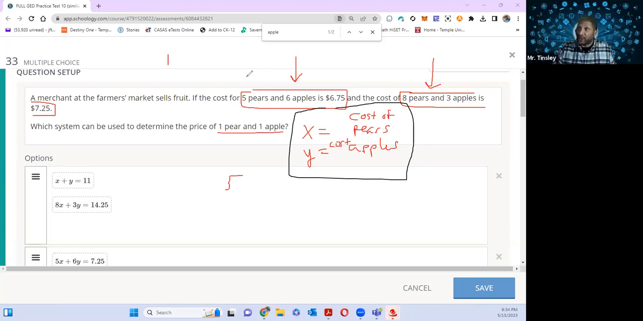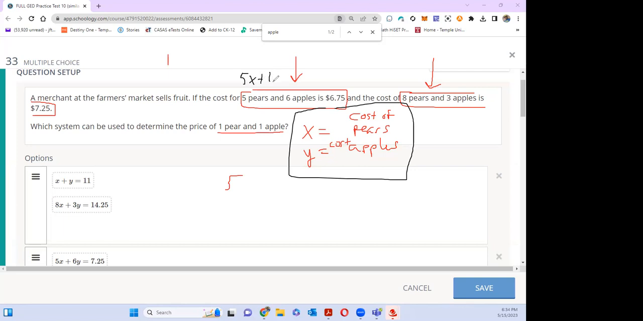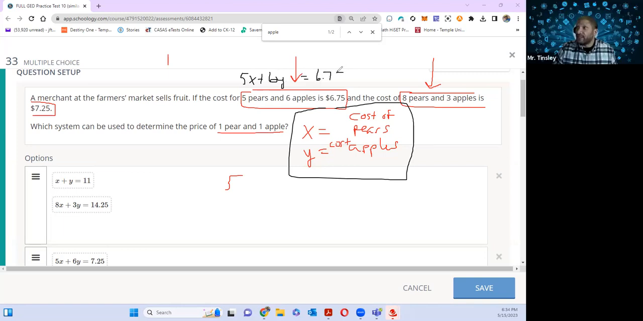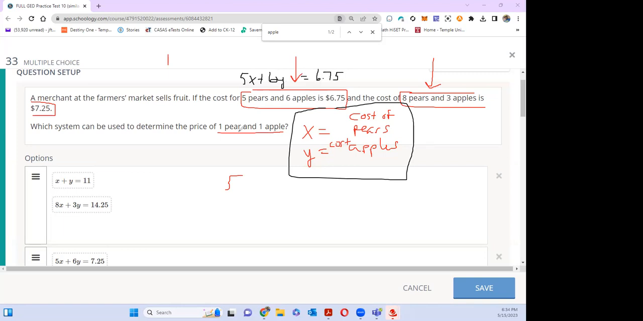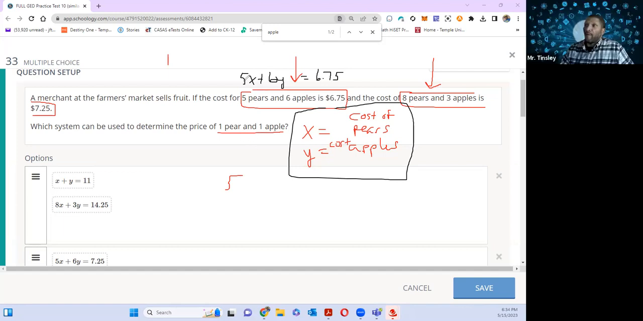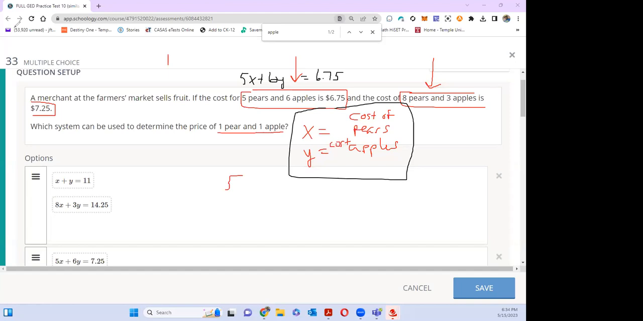So 5 pairs will be 5x plus 6y equals 6.75. So that 5 times the cost of the pear plus 6 times the cost of the apples is 6.75. Everybody understand that?